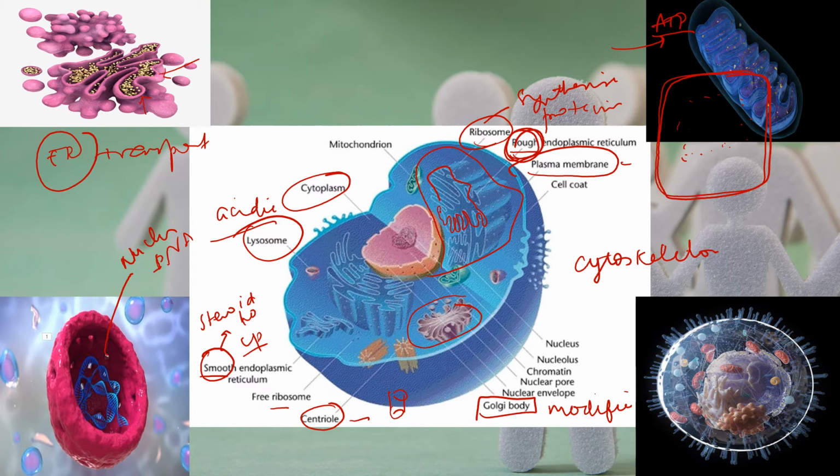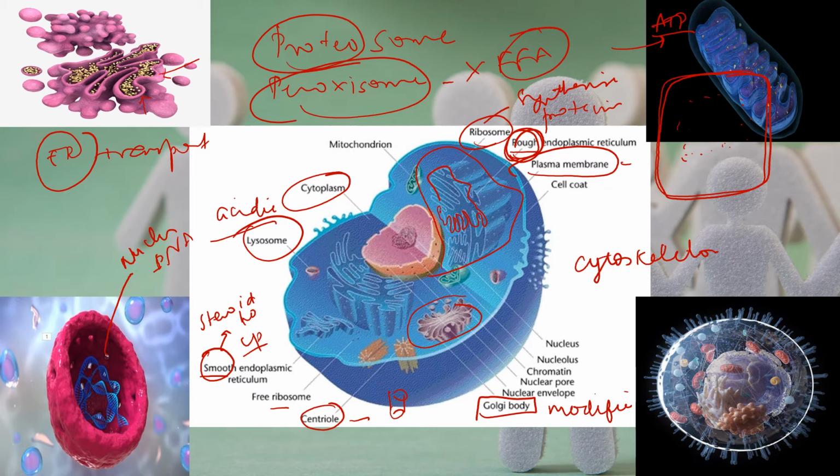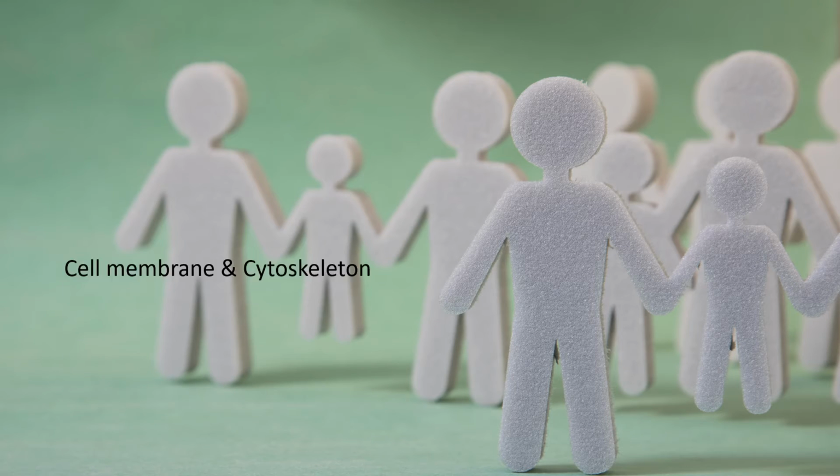Okay, and you have two other organelles which many of you tend to get confused. One is proteasome and the other one is peroxisome. Proteasome, as the name indicates, proteo means protein, is involved in degradation of proteins, whereas peroxisome is involved in breakdown of free fatty acids, and they will scavenge and detoxify your free radicals. This is about the various organelles in the cell.